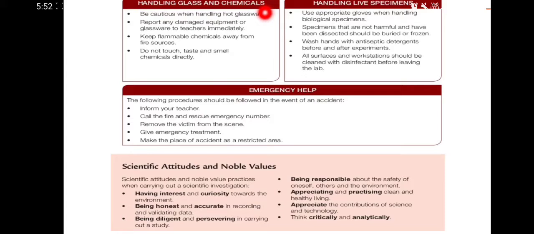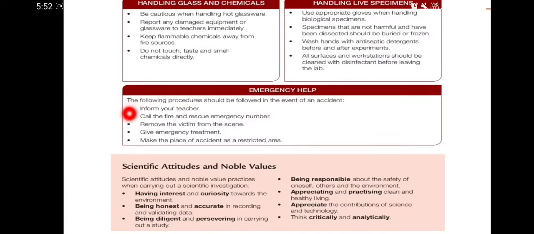Handling glass and chemicals, always be cautious when handling hot glassware. Okay, keep flammable chemicals away from fire sources. Handling live specimen, yang ini pun kena guna glove. Okay, you need to use glove when handling this biological specimen. Okay, and then wash your hand after the experiments and clean all the surface before leaving the lab.